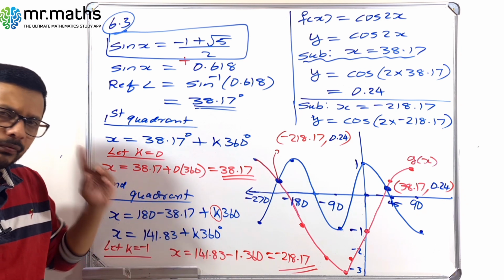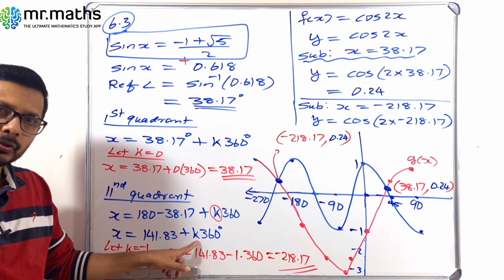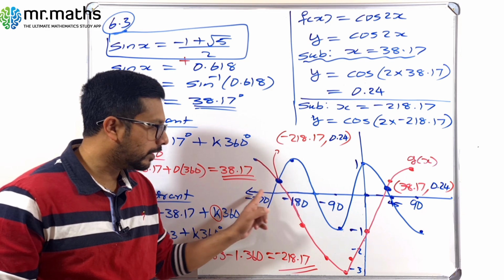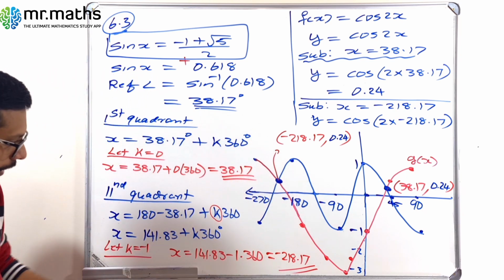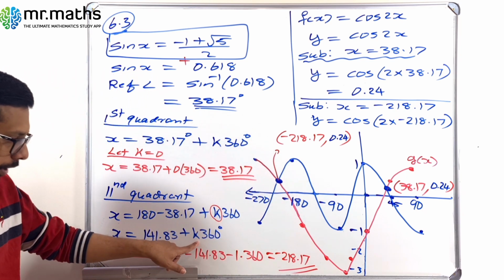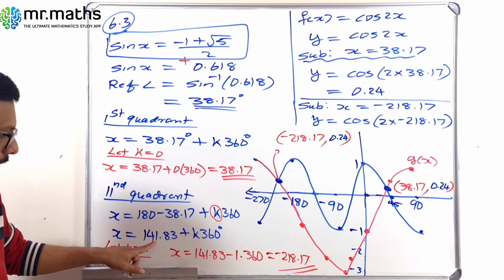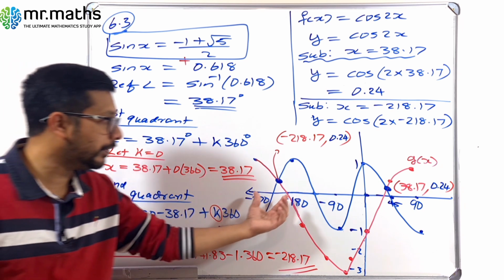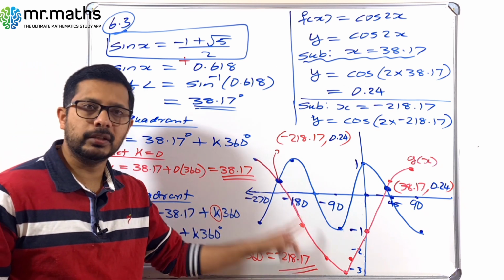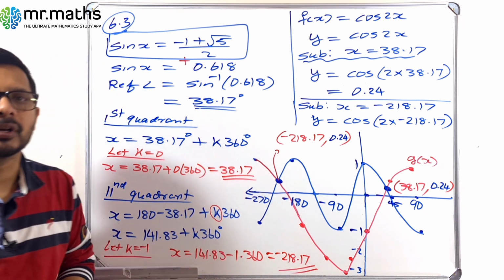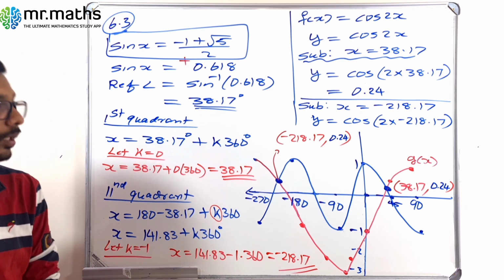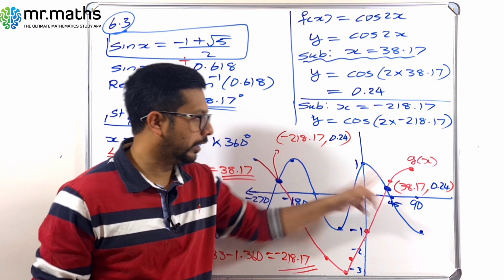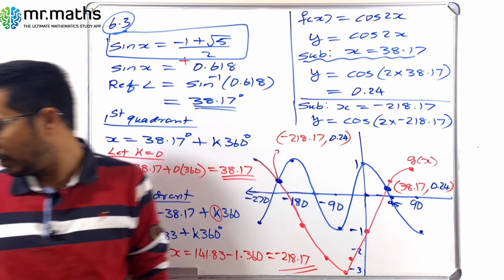Now I am checking what value I must substitute for this k so that I will get a value between minus 180 and minus 270. So if I substitute k as minus 1, it is 141.83 minus 360, so I will get a point between these two, minus 218 we got. Then we substitute into either f of x or g of x to get the y value. So the coordinates are this one and this one. That is question number 6.3.